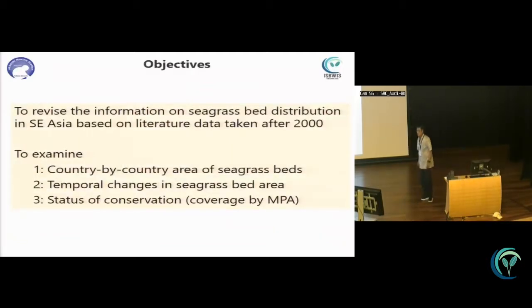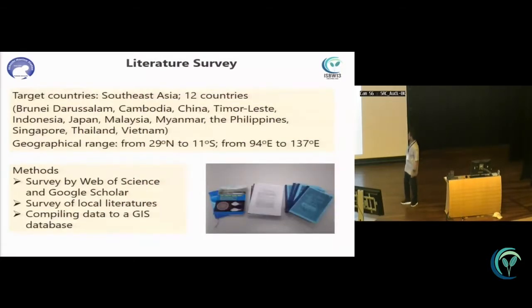So we tried to update the information on seagrass bed distribution in this region based on a literature survey, using literature published after 2000. The purpose of this survey is to examine the current status of seagrass bed area country by country, to examine temporal changes in seagrass bed area after 2000, and to examine the status of conservation, that is, how much seagrass bed is actually covered by MPAs.